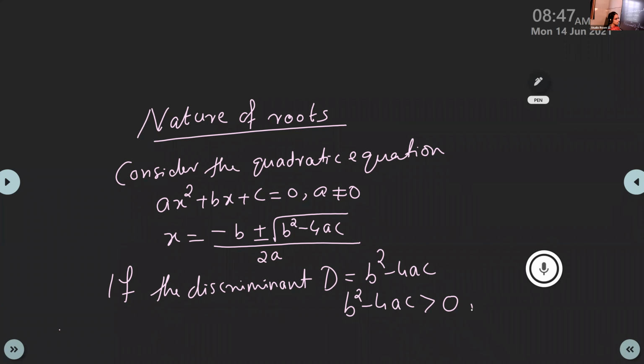If b square minus 4ac greater than 0, the roots are, don't write now, real and distinct. Real and distinct.